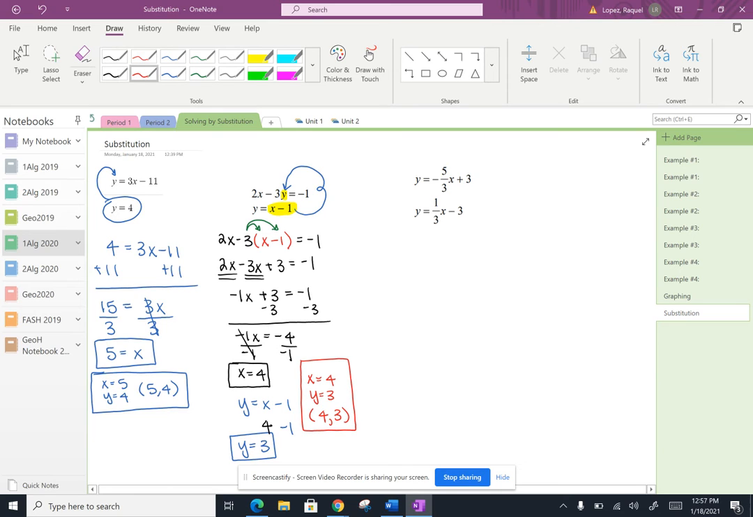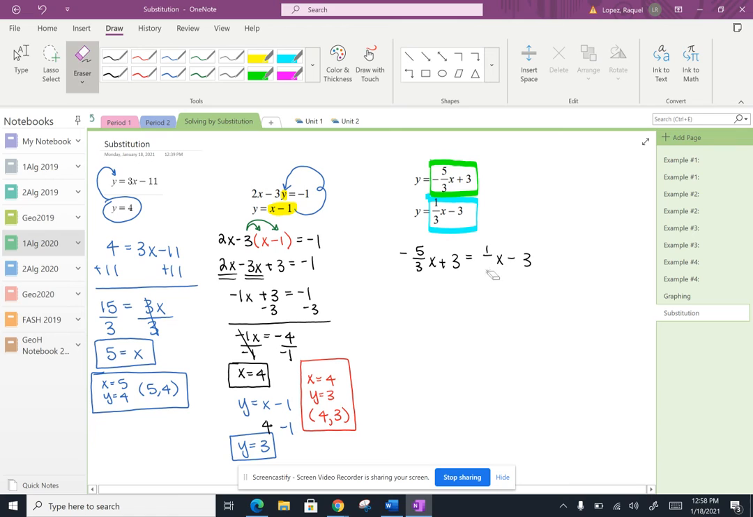Okay, let's go ahead and do the last one. I notice that the last one has two equations and they're both written in y equals form. In the first equation, y is worth negative 5/3 x plus 3. In the second equation, y is worth 1/3 x minus 3. So what we're going to do here is set our equations equal to each other. It's going to look like negative 5/3 x plus 3 equals 1/3 x minus 3.